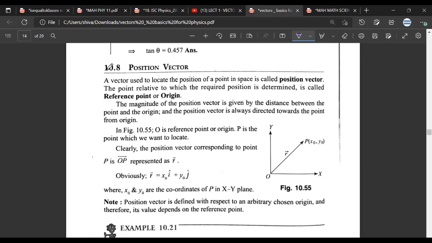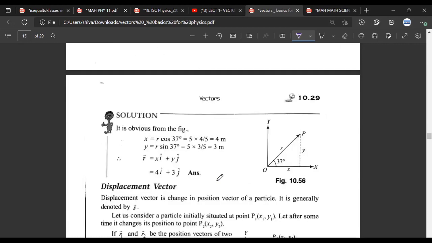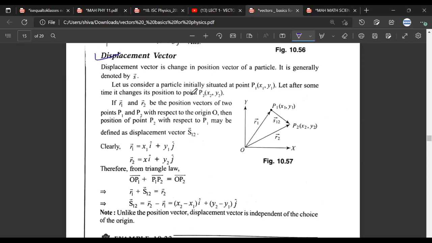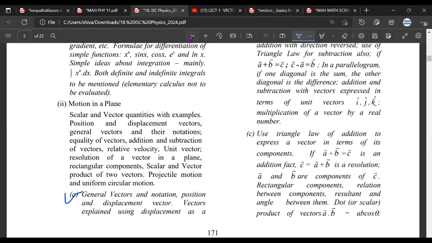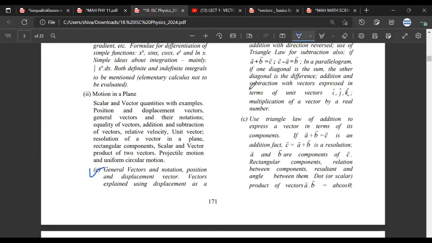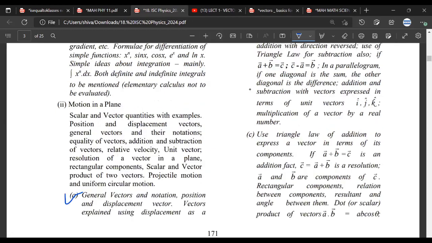This is what we were discussing now, position vector. And we'll try to understand what a displacement vector is. And then we'll come to the product of the two vectors. Now, I just want to link all of this with your syllabus. This is how your syllabus looks: unit vector, resolution of vector in a plane, rectangular component, scalar and vector product. This is where we are.